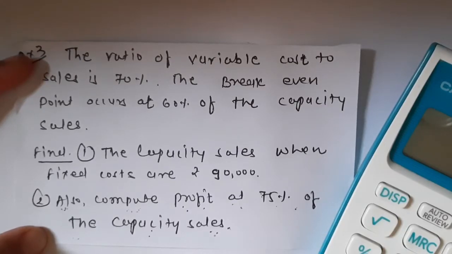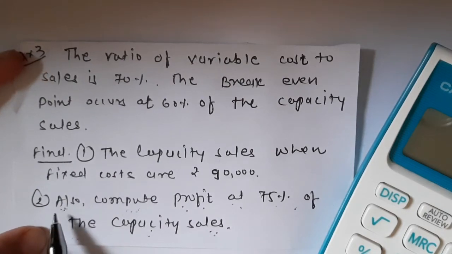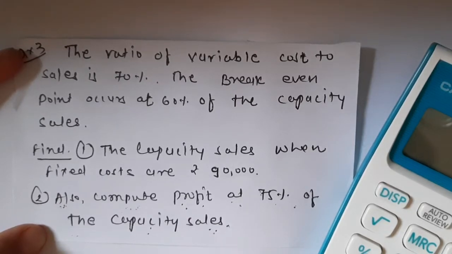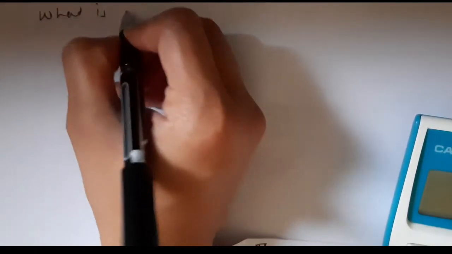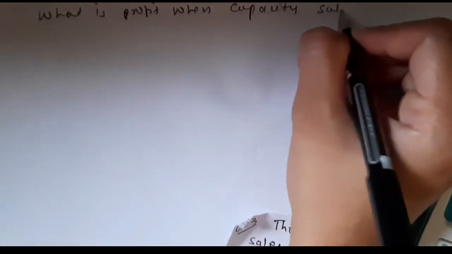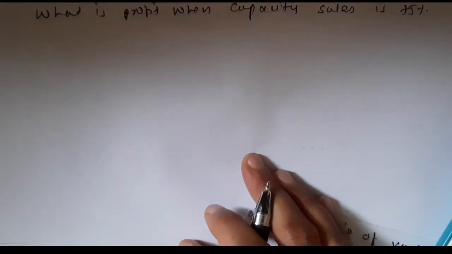Now we move to the second part of our question. What they ask, also compute profit as 75% of the capacity sales. Here we have to find the profit when capacity sales is 75%. Now we find the profit. What is profit when capacity sale is 75%? To find the profit, we use the marginal statement.